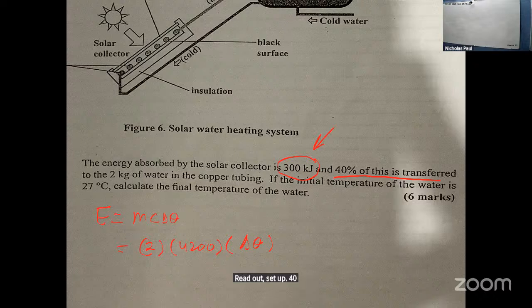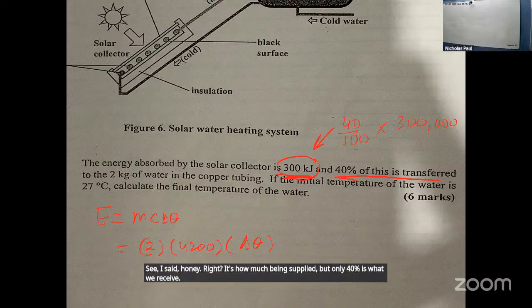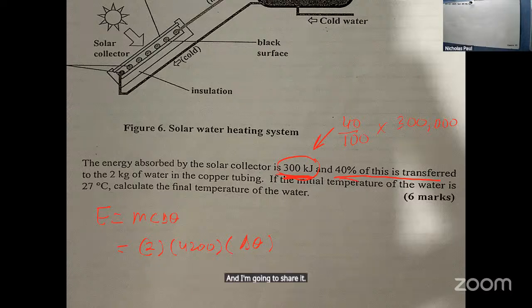40% of that. Right? 40% of 300,000. It's kilojoules, right? 300 is how much is being supplied, but only 40% is what we receive. And I have finished it. How much is that? Tell me what 40% of it is. 120,000. Now find the temperature change, please.